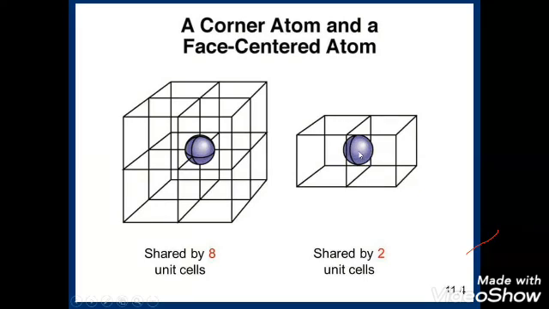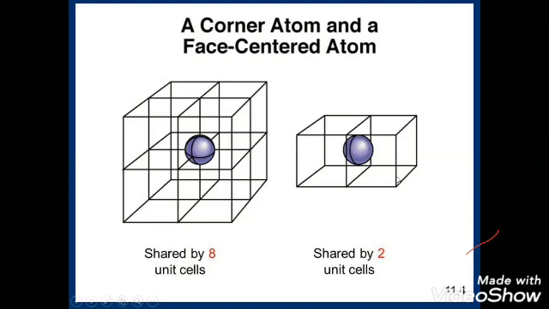And what about a unit at the center of a face? This is a face. How many unit cells are there? 2 unit cells. And this unit is present at the center of a face, and this face is common to 2 unit cells. So from these pictures, what you see is that a unit at the corner is shared by 8 unit cells, and a unit at the face is shared by 2 unit cells. Then what will be the number of unit cells sharing one at the edge?